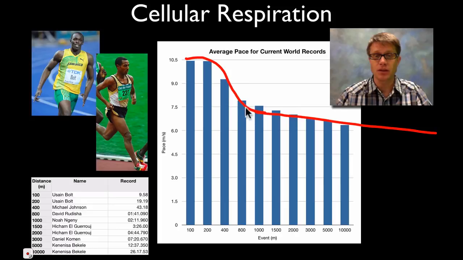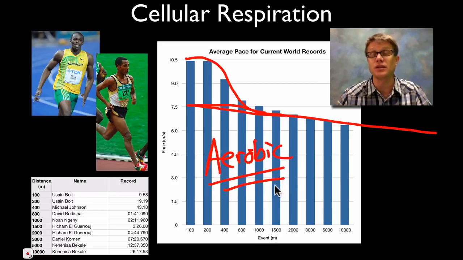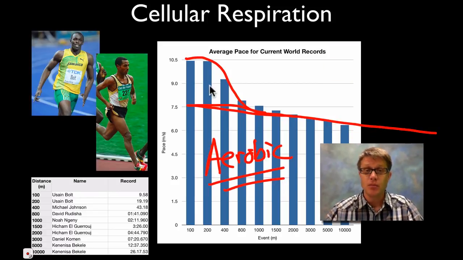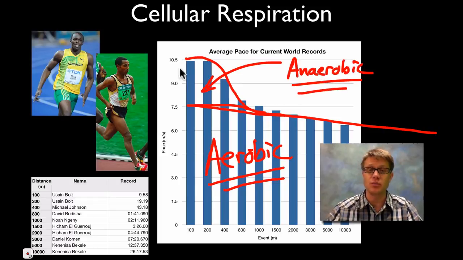And so a way to think about that is the two things we're going to talk about in this podcast. We're going to talk about aerobic respiration, which is respiration in the presence of oxygen, but we also have almost like a turbo button that is anaerobic respiration. And so if we really need to go fast, we can get that extra speed that we have up here by doing our anaerobic respiration.